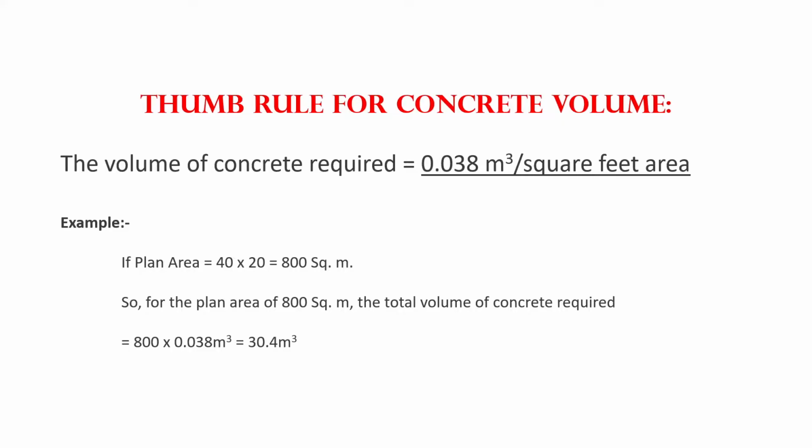The first thumb rule that we are going to see is the thumb rule for concrete volume. The volume of concrete required is equal to 0.038 meter cube per square feet area. For more clarity, there is an example. If the plan area is 40 meter by 20 meter, that is 800 square meter, the total volume of concrete required will be 800 into 0.038 meter cube, that is 30.4 meter cube. And remember, this is just an approximate value and the actual value can differ.